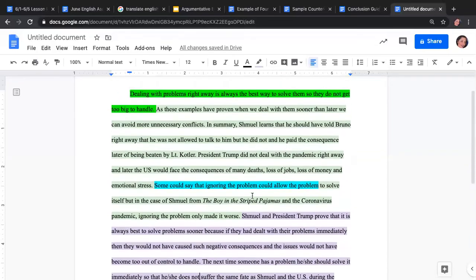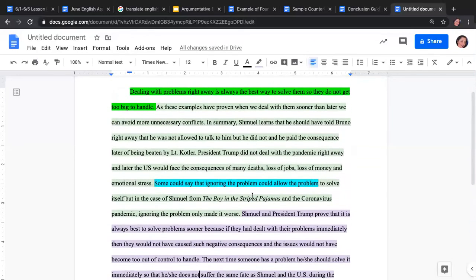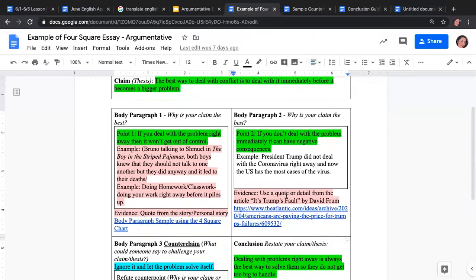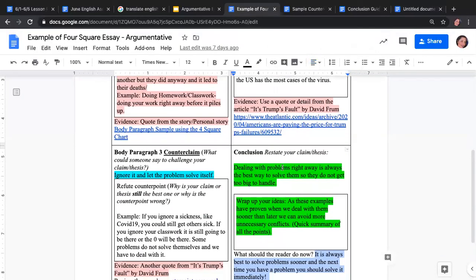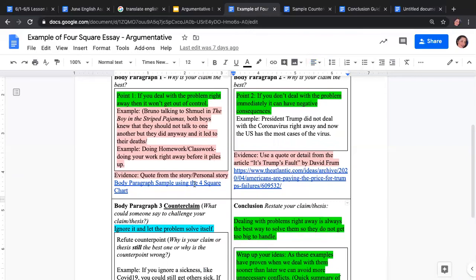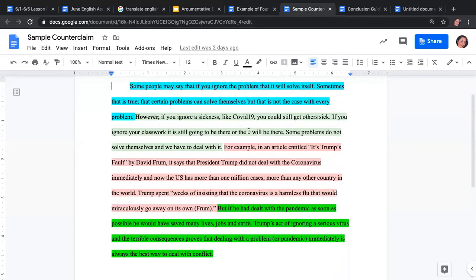Okay, so here is my finished conclusion. And what did I use? I used my Foursquare chart to give me the ideas, right? I used my main points from the Foursquare chart for body paragraph 1, 2, and 3. But then also what I ended up doing was I ended up using my other body paragraphs.